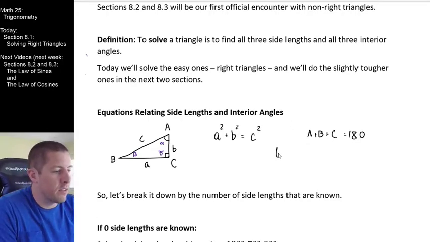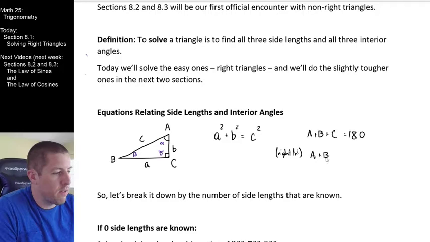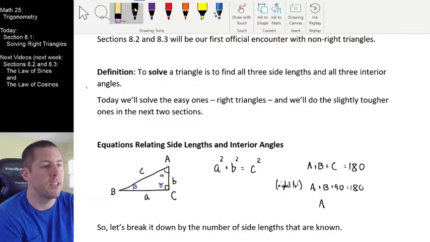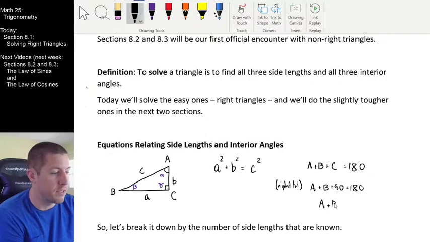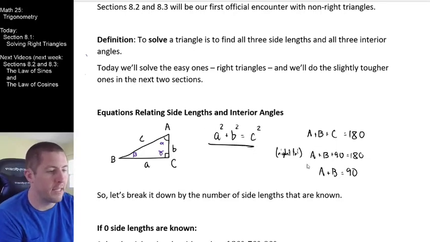And for right triangles, it's always going to be the case that C is going to be 90 degrees, always in a right triangle. So in right triangles, you get an even easier statement to relate your two angles, which is really just that the sum of the other two angles is 90. So these are kind of my two guiding statements for myself.